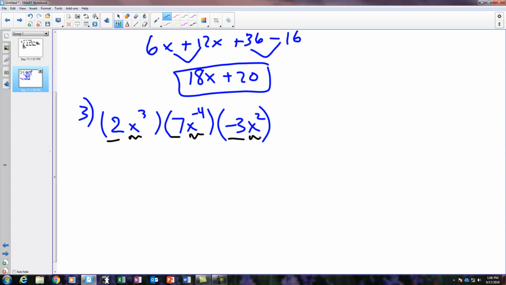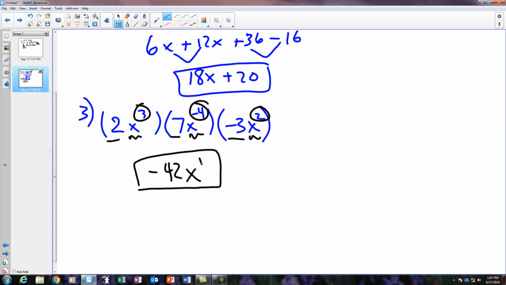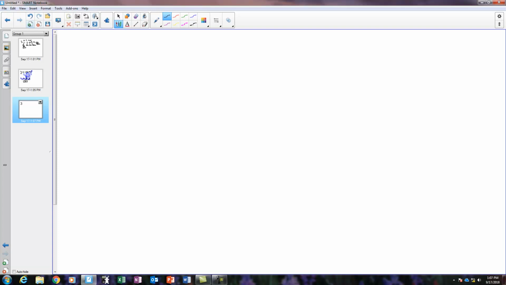So 2 times 7 is 14 times -3. It's going to be -42. Now when I multiply the x's, the rule is that we add the exponents. And so I'm going to add 3 to -4, that makes -1. -1 plus 2 is +1, so that becomes -42x. Or if it makes you feel better, you can put an exponent of 1. Otherwise, it's the same thing.